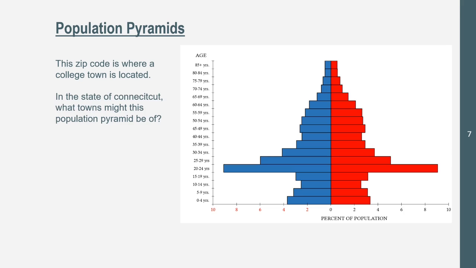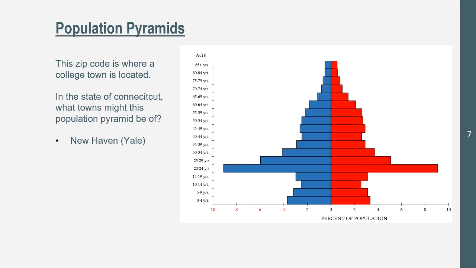Now, in the state of Connecticut, what towns might this population pyramid be of? So think of towns where there are colleges or universities. The AP test will not give a question like this. If they do, very rare, they will do something kind of easy. It'll be multiple choice, and they will ask you, okay, what population pyramid might this town represent the best, or what town best represents this population pyramid? But if you can't think of any Connecticut towns with universities, look them up.